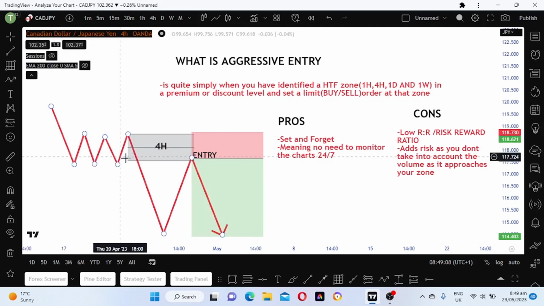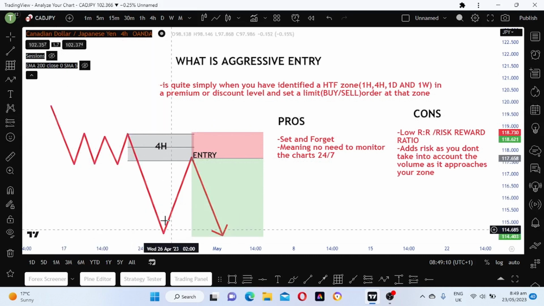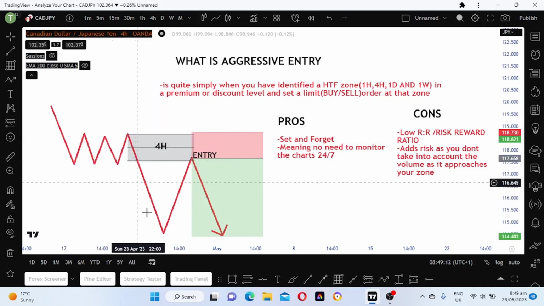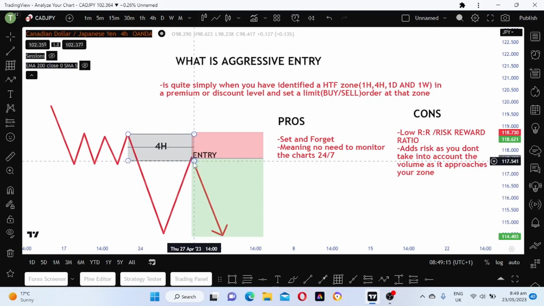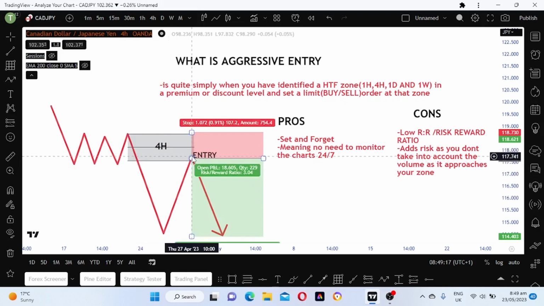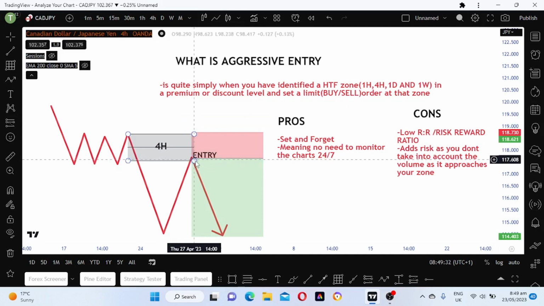So here, as you can see, we are in a downtrend and price broke structure here. Now price comes back to retest that area. You put a sell limit order here at this zone. When the market goes into that zone, it activates the sell limit order that you put, and you put your stop loss just above this zone.